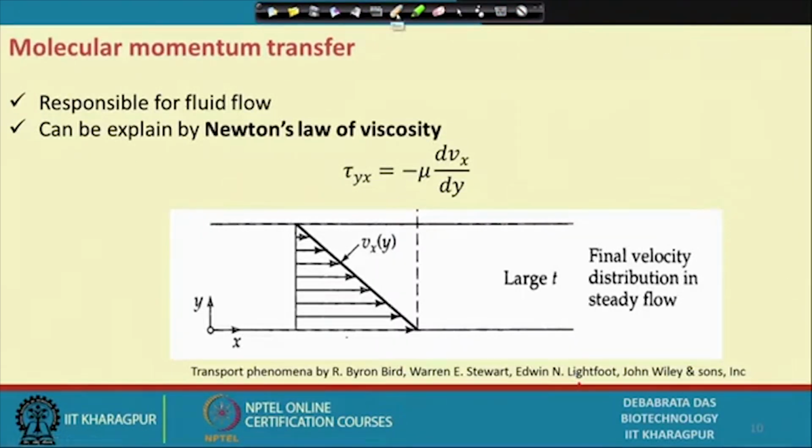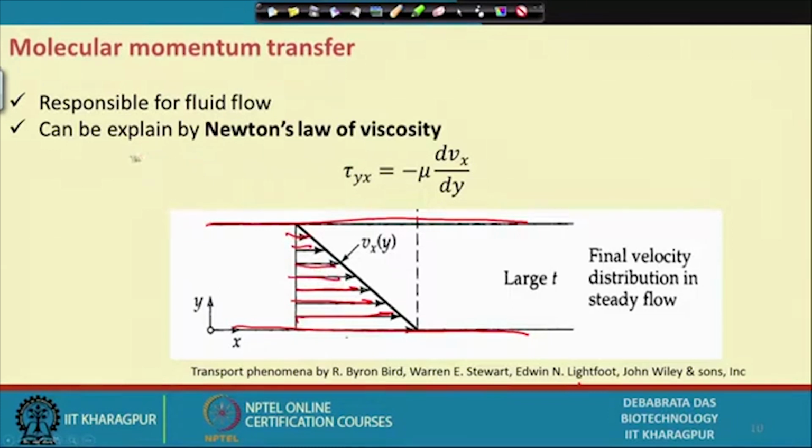Now, if you transfer molecular momentum, how can we calculate it? Suppose there are two plates. This is one plate and the other plate. The water is there, stagnant water. All of a sudden you move the bottom plate, then what will happen? The velocity of the fluid will be like this. The profile will be like this.